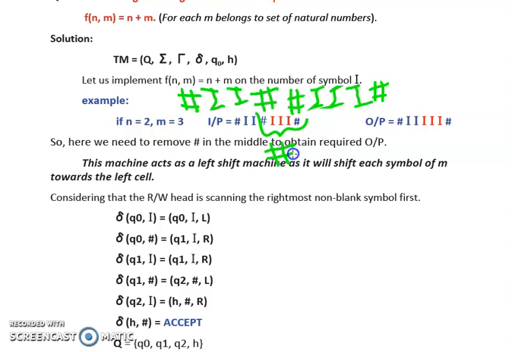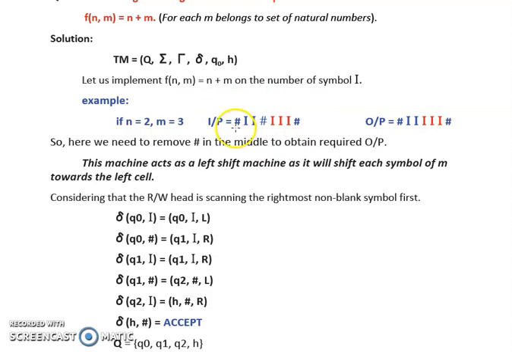So in this case the input will be hash, then double I, then again a single hash, then triple I, and then hash. So this is the input which we are providing, where 2 is the value of n and 3 is the value of m. That means we are providing 2 I's as n and 3 I's as m.